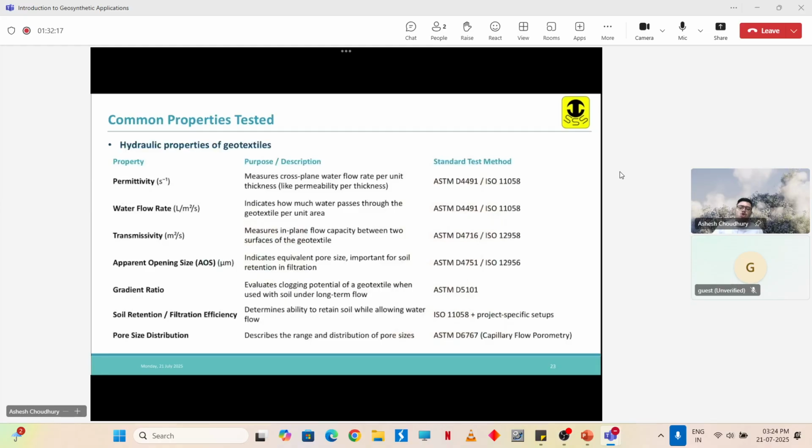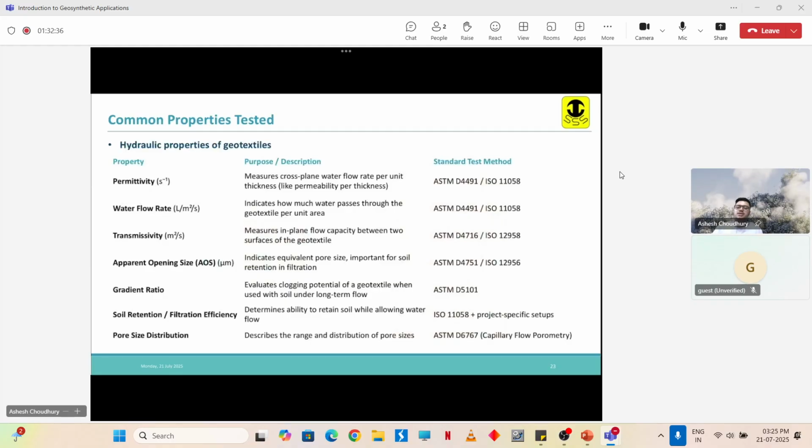Next, we have the aperture opening size, which indicates the equivalent pore size, important for soil retention and filtration. Then we have the gradient ratio, which evaluates the clogging potential of a geotextile used with soil under long-term flow. The gradient ratio test is done as per ASTM D5101.